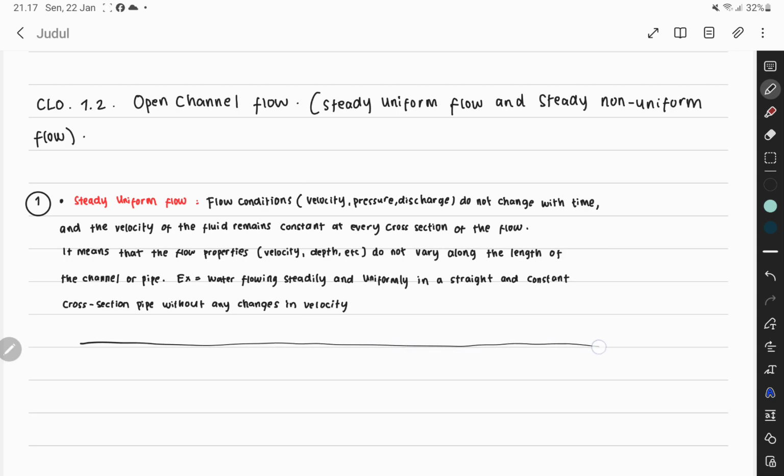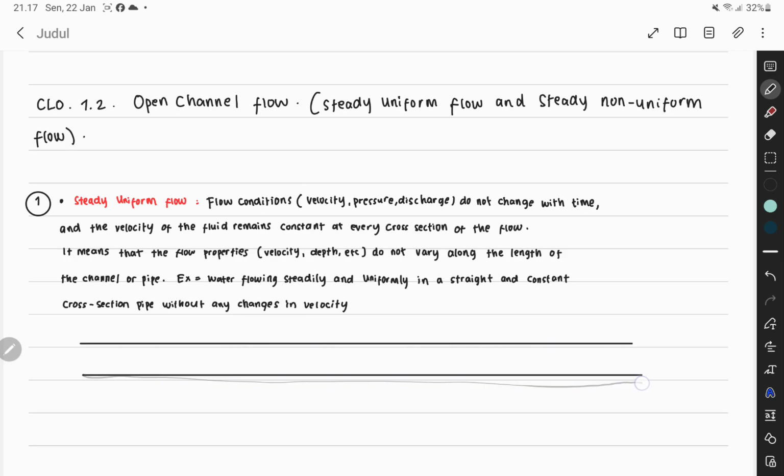For example, when the water or the fluid is flowing steadily and uniformly in a straight and constant cross-section pipe without any change in velocity, the velocity is constant. And this is the definition of the steady uniform flow.